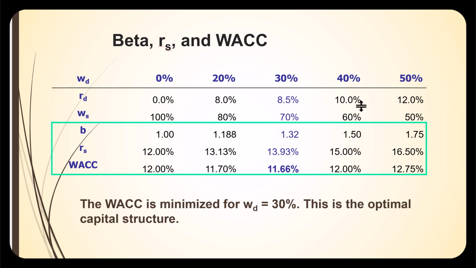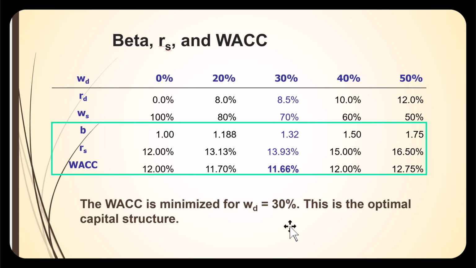Here's the cost of debt we got from our investment bankers. Here's the weight of equity. Here's beta then. You see that beta increases as we borrow more money. That means the cost of equity increases as we borrow more. The weighted average cost of capital, 12%, now it reduced to 11.7, 11.6, but then it starts to rise again. So the minimum amount of weighted average cost of capital is at 30%. So we really don't have to go any further. That will be the point at which we will have our optimal capital structure.